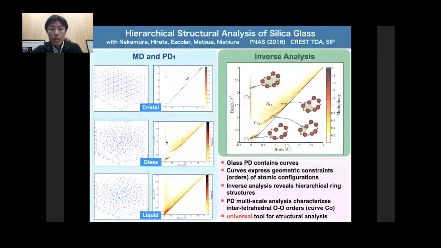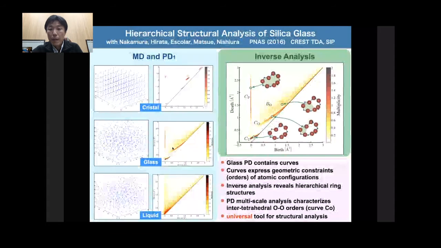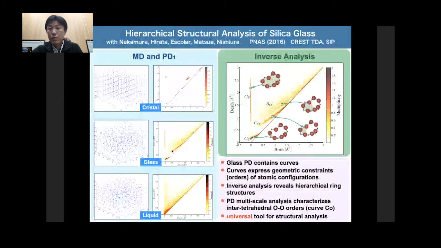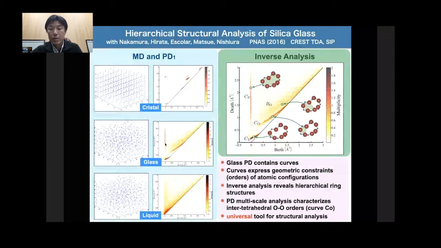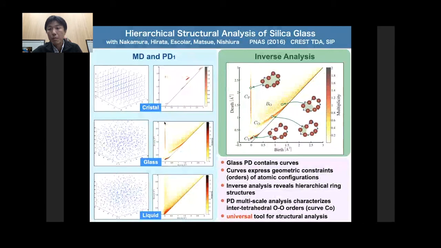And interestingly, in the glass state, we can observe a curve like this. And actually, by applying the so-called inverse analysis of the persistent homology, we found that the presence of these curves is really important to characterize the geometric structures of the glass state. Well, I will not go into the detail about the inverse analysis, but the message here is that the presence of these curves, in particular this vertical curve, is extremely important to characterize the geometric structure of the glass. So this is the message of this research.